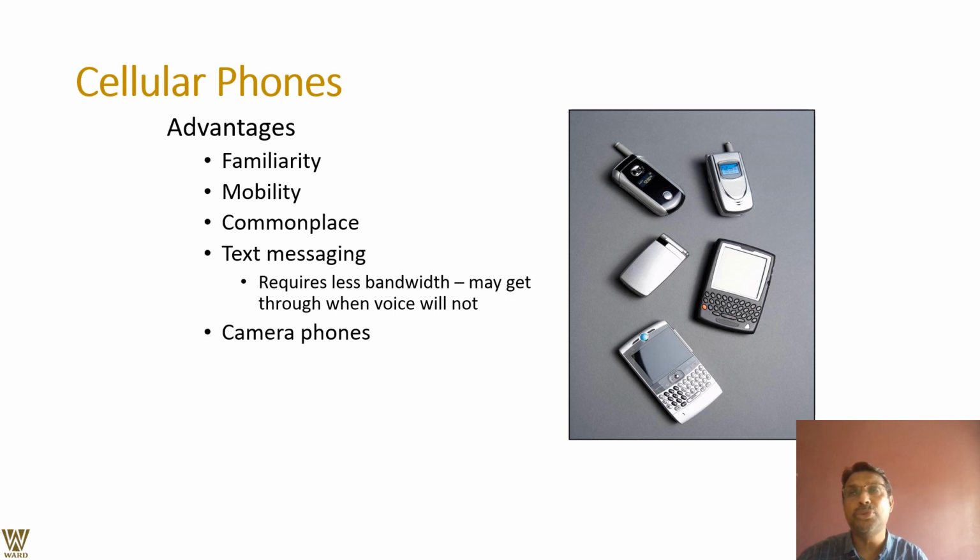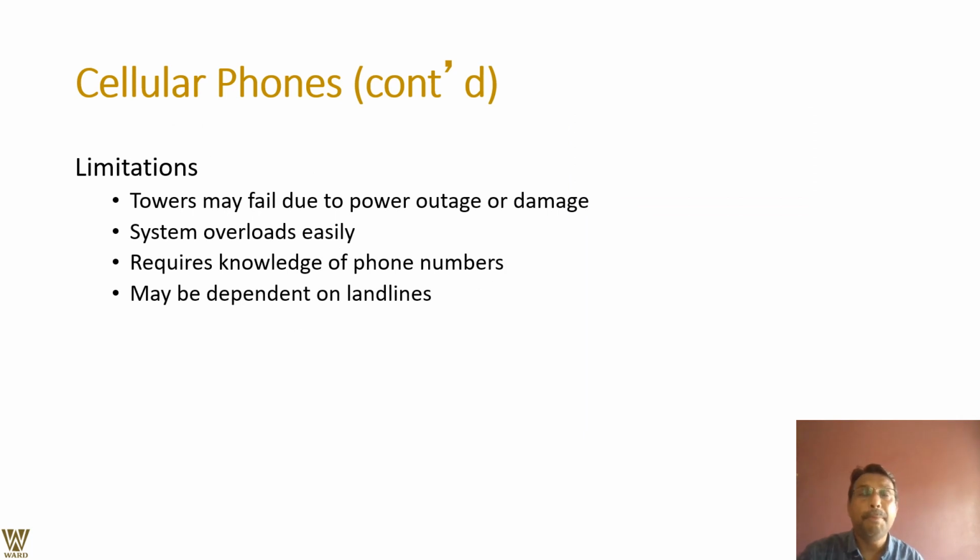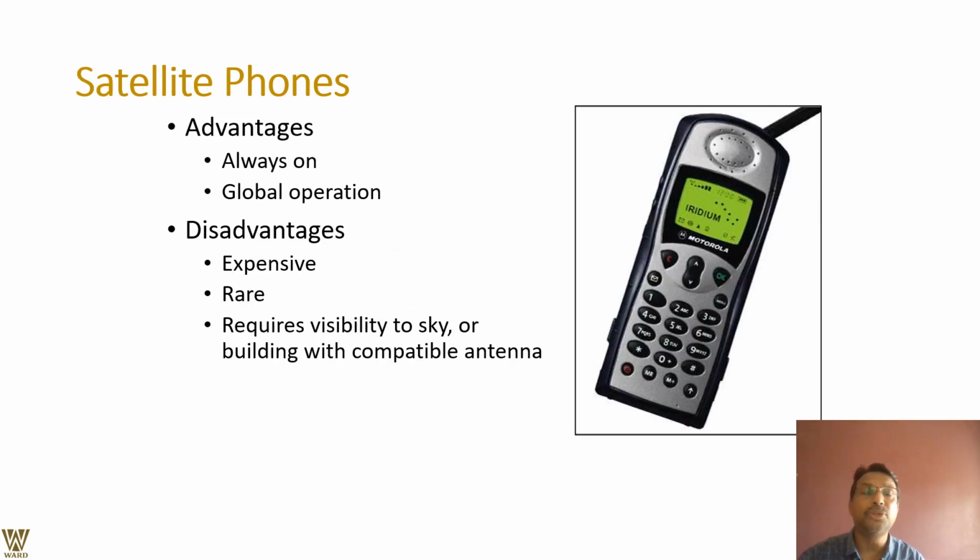Cellular phones have those disadvantages taken care of. Why? Because you have all the advantages of the mobile phone, which is familiarity, mobility, commonplace, text messaging, and camera phones. You can actually take photographs. You see the phones which are available in the market. But the limitations are, if something goes wrong with the infrastructure of the telecom tower, if it is malfunctioning, you are unable to transmit any messages or calls. So the tower may fail easily, the system overloads easily, it requires knowledge of phone numbers, and may be dependent on the landline.